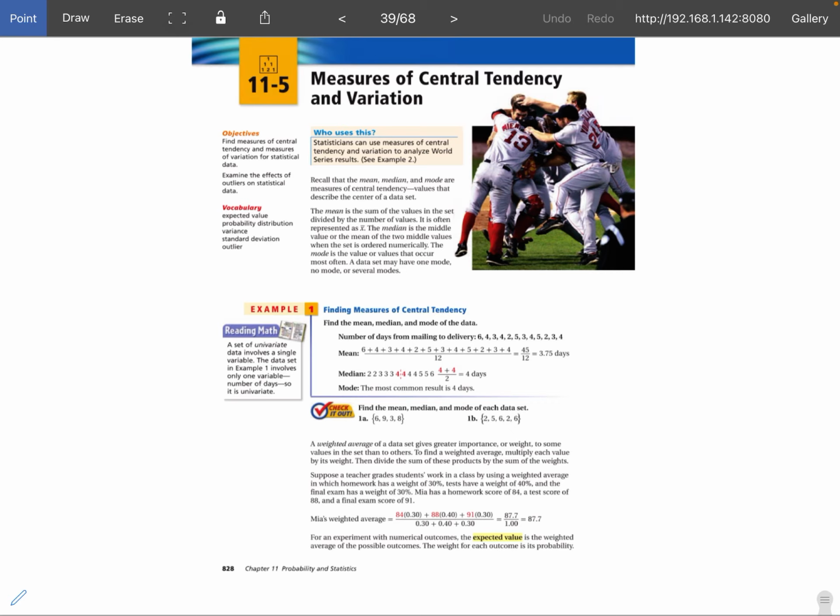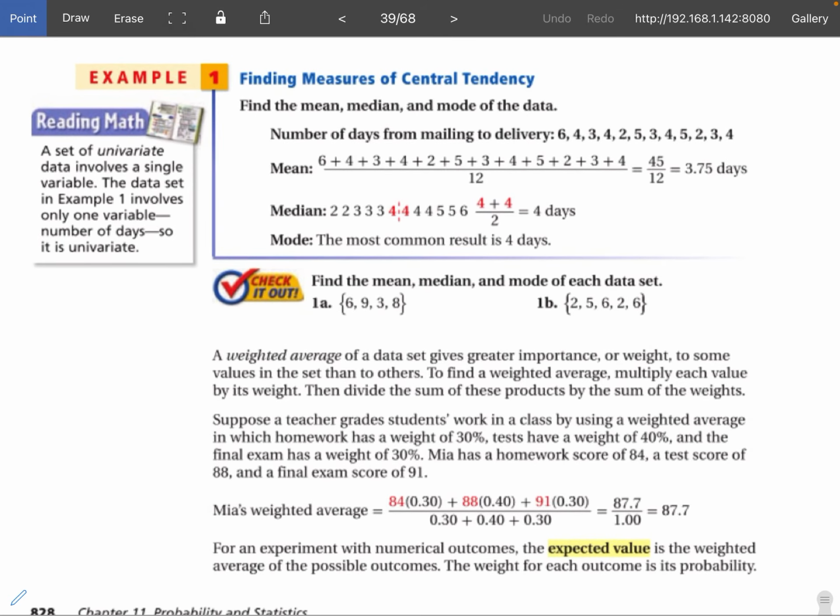Okay, so the first two examples here, it says example 1A and 1B. We just got to find the mean, median, and mode for each data set. Let me use my book too here. So the first data set, we have 6, 9, 3, and 8.